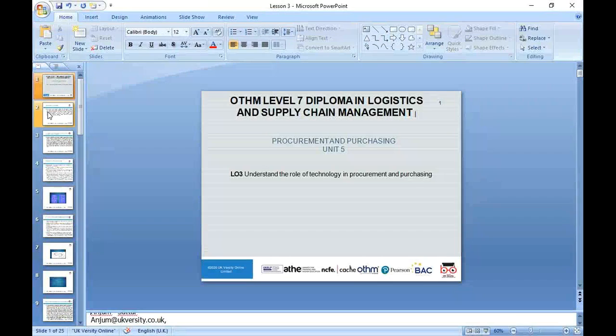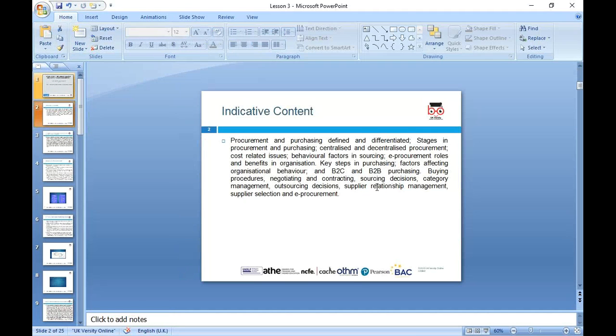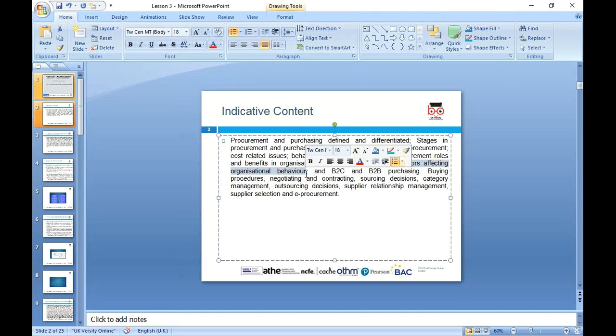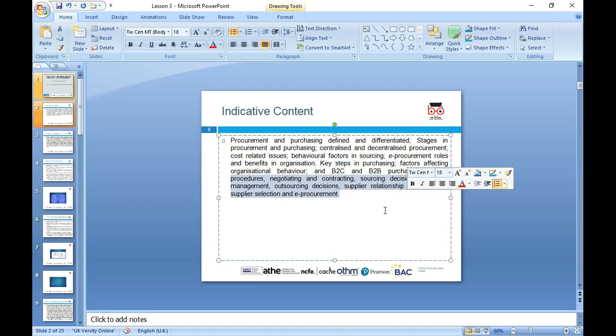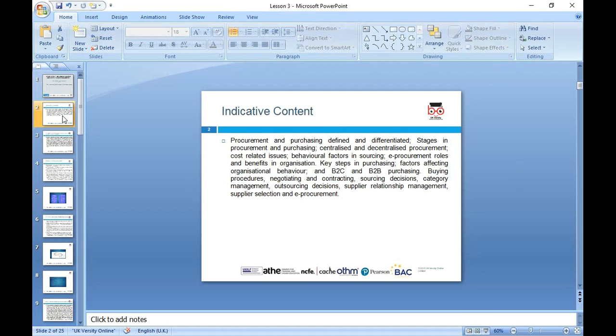During lesson 1 as well, we discussed our indicative content, what we're supposed to cover. We discussed different factors affecting organizational behaviors, and B2B and B2C we discussed in the last lesson as well. We discussed buying procedures, some negotiation, contracting, and contract management. Outsourcing decisions we discussed today. We'll go through e-procurement and supply relationship management. That's the key thing our lesson today will focus on.